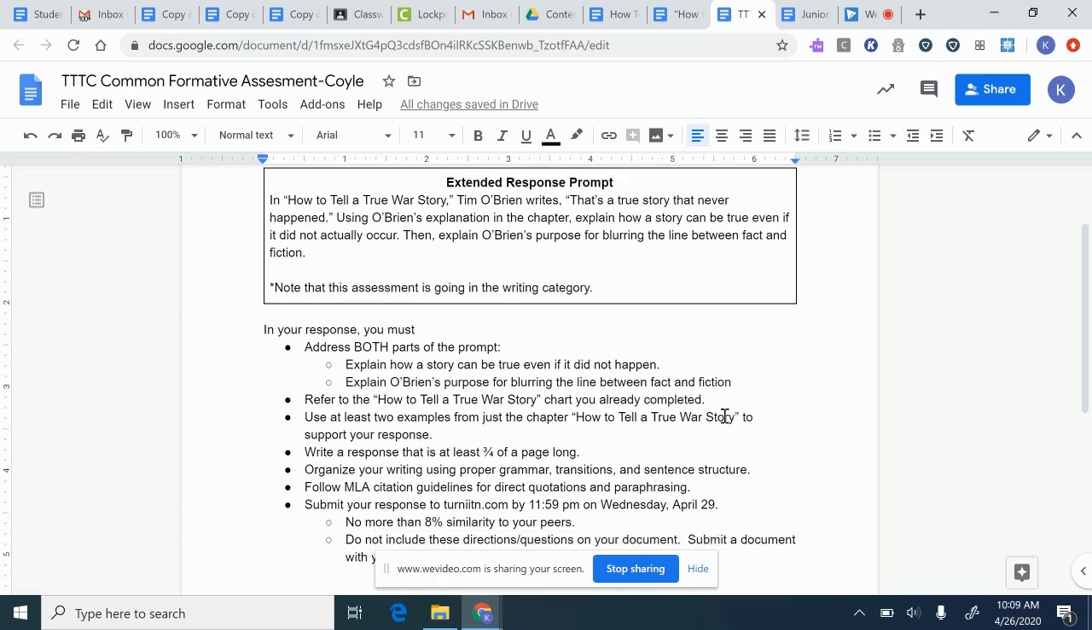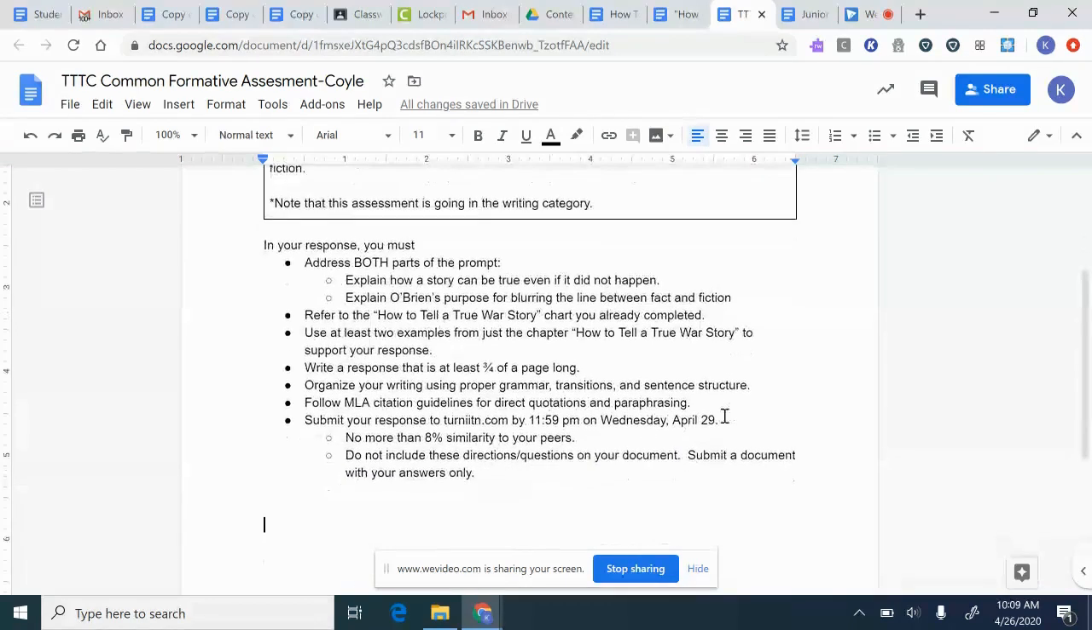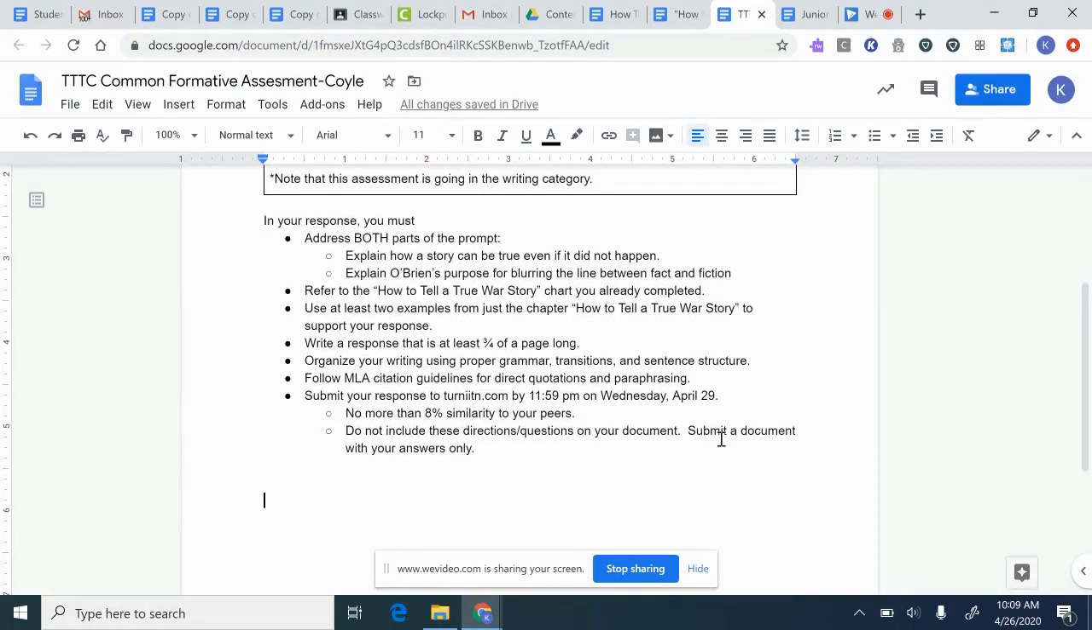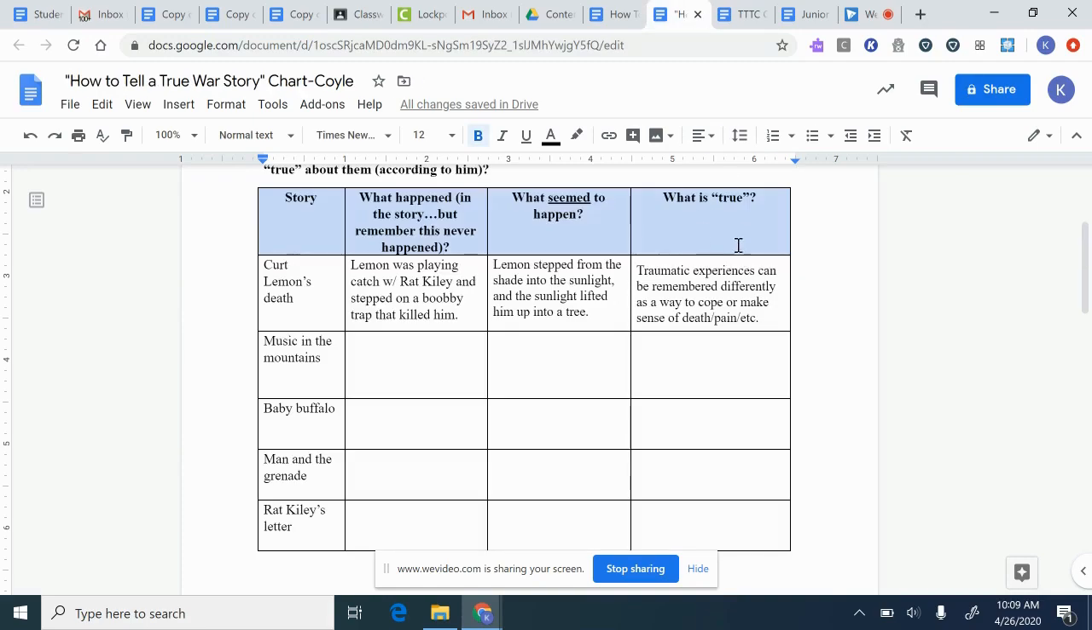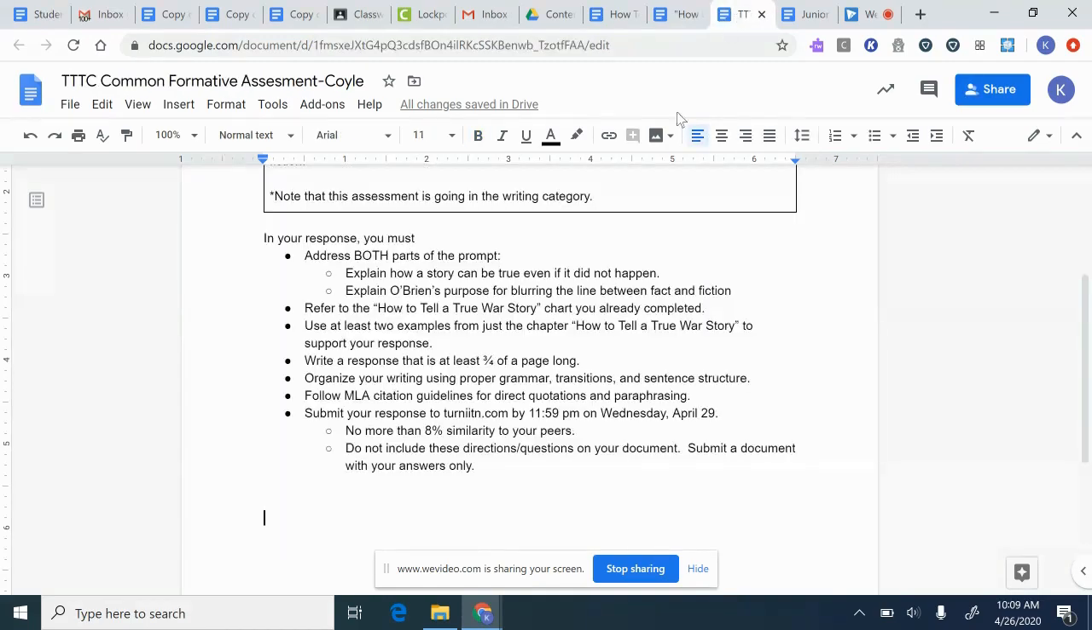This grade is going in the writing category, so you do want to make sure that you're organized and you have good structure and all that stuff. Remember that there are two parts to this prompt. First, you need to explain how a story can be true even if it did not happen. And think about those broader ideas in this chart right here, the what is true. Okay. And then, so obviously, like I just said, refer to that to help you with it.